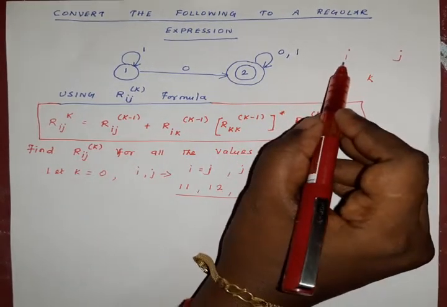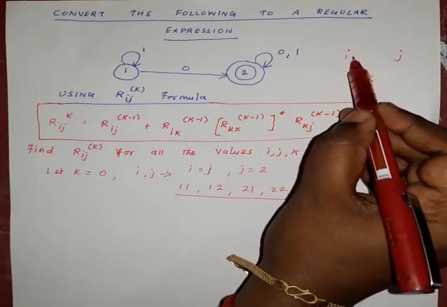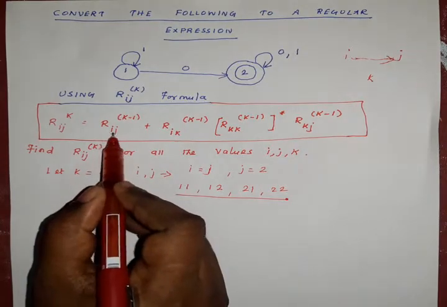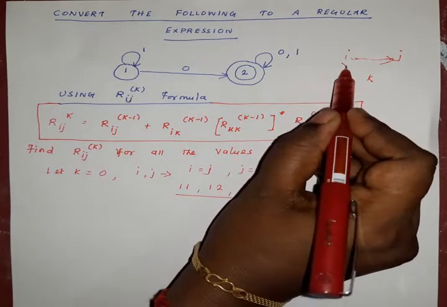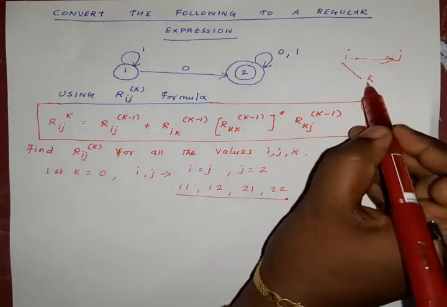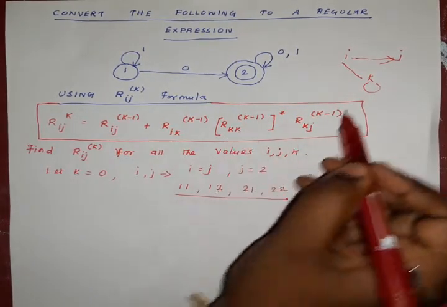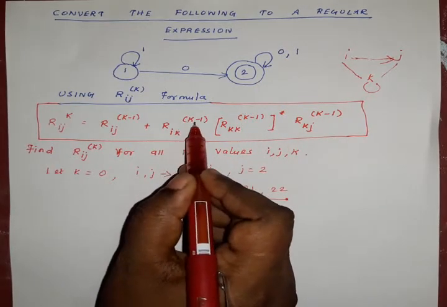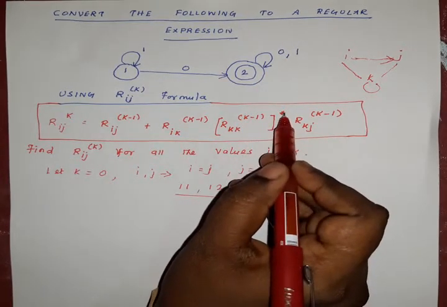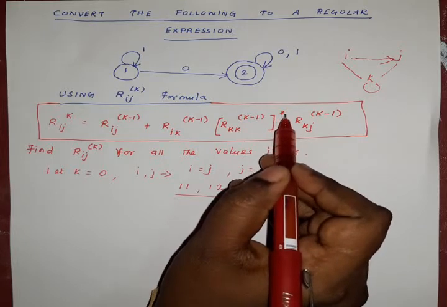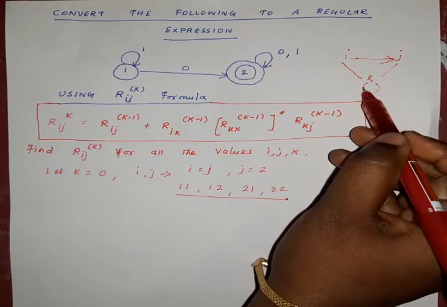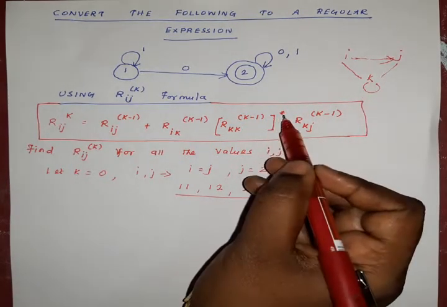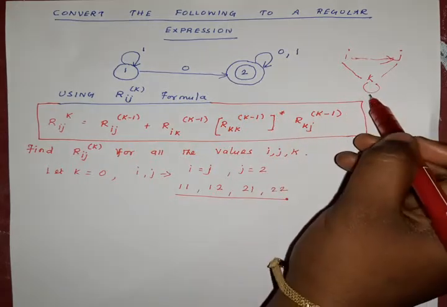There are 2 paths which may go from I to J. One is R_ij directly. There is another path which goes I to K, then the K self loop, so K K, then K to J, so K J. The powers are all k minus 1. Here we indicate a star. Star means 0 or more times. That's why this is the self loop. Whenever a self loop occurs in the finite automata, it is indicated by the star. Star means 0 or more times.